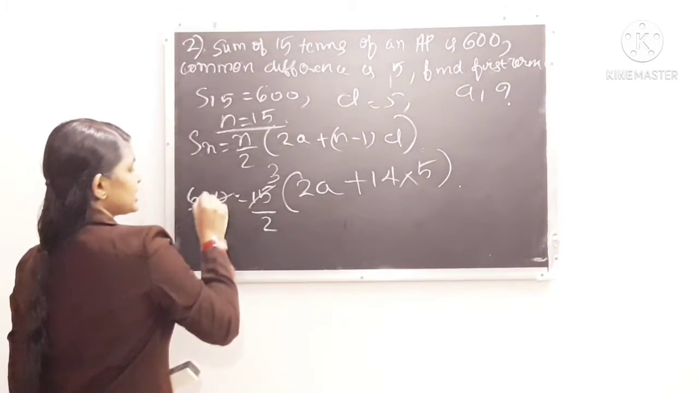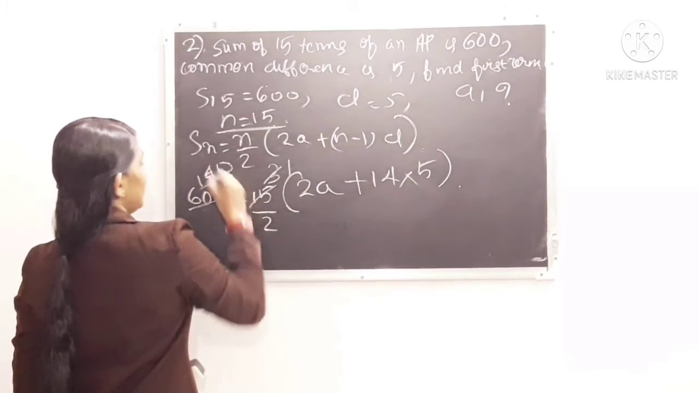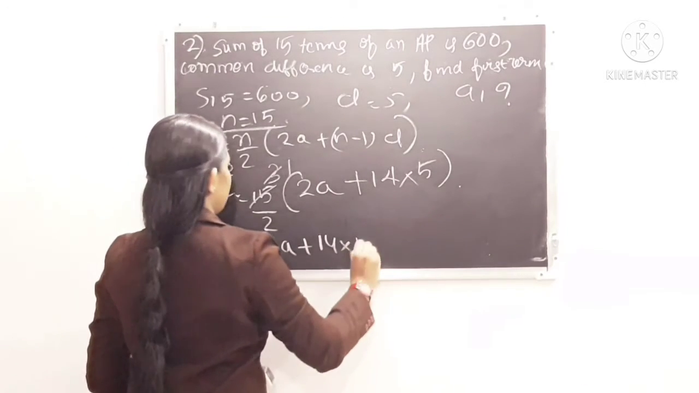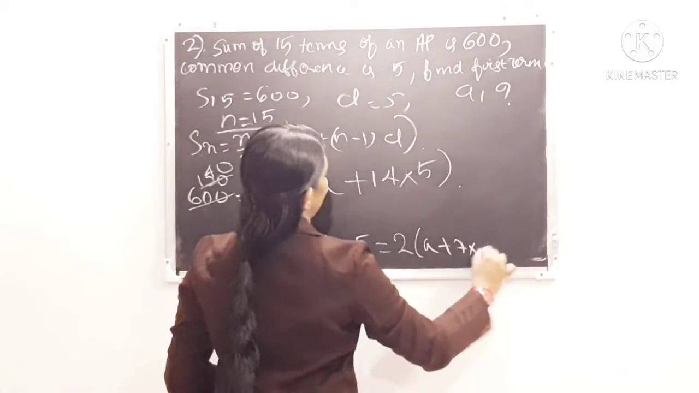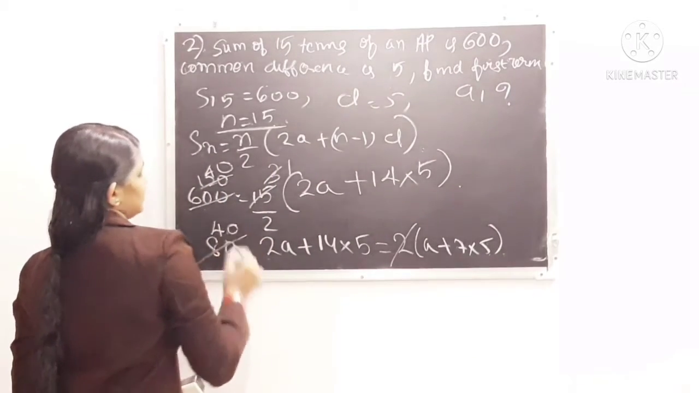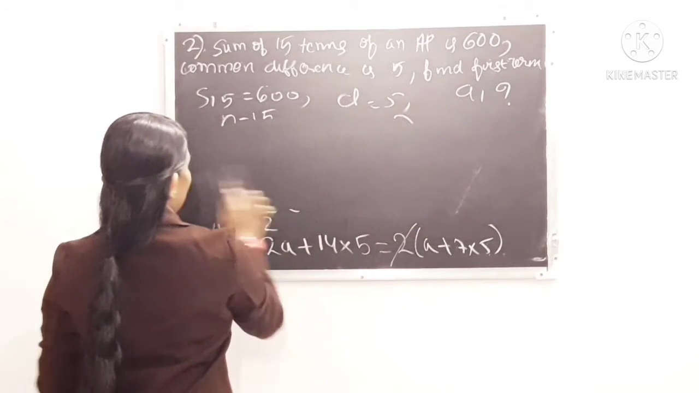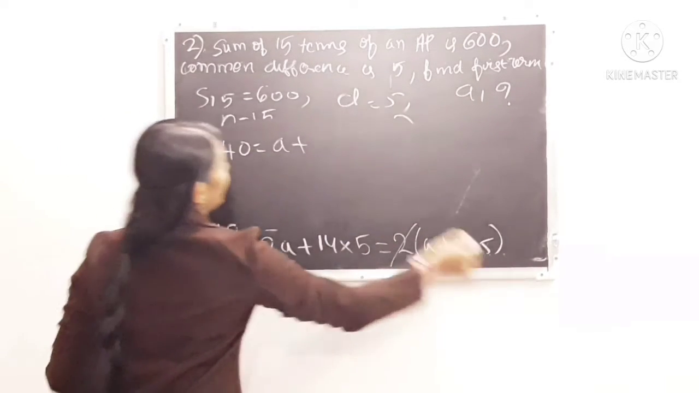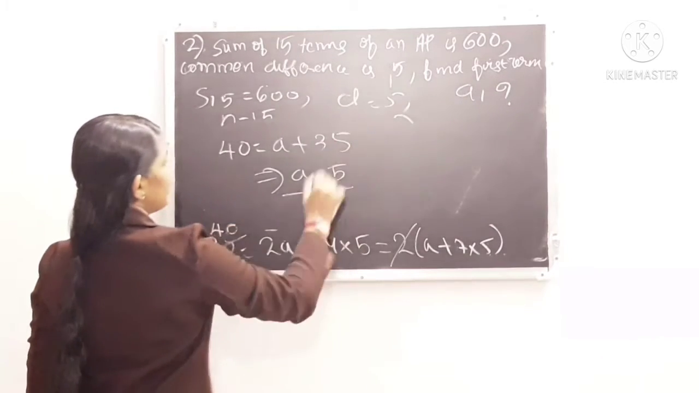And we can also divide 600 by 5, which is equal to 120. Now cut it by 3, so it will be 1 and this will be 14. So 40 into 2, that is 80, is equal to 2 into a plus 14 into 5. Now we can take the 2 out, which is equal to 2 into (a plus 7 into 5). Now we can cancel this 2 and also divide 80 by 2, which here will be 40. So 40 is equal to a plus 7 into 5, which is 35. Which means that a is equal to 5. So the first term in this AP will be 5.